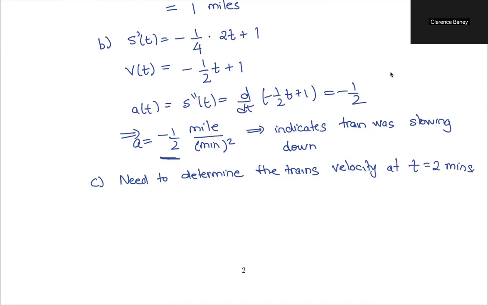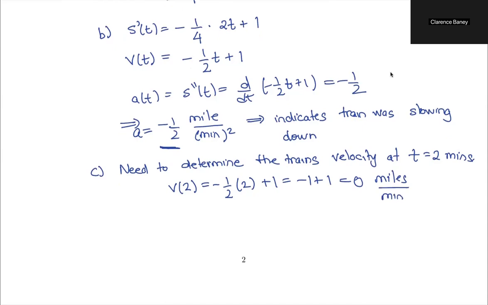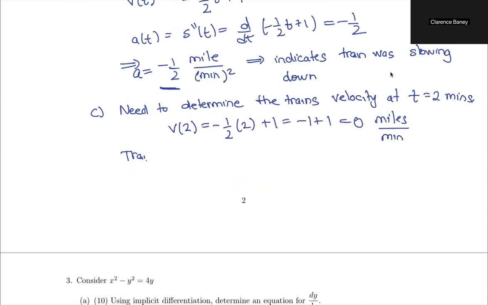And so we have a formula for the velocity, and so I'm going to plug 2 into that formula for the velocity. And what I get is -1 plus 1, which is equal to 0 miles per minute. And so that means that the train was stopped at the 2 minute mark. So train stopped and traveled 1 mile. So cow should be safe.